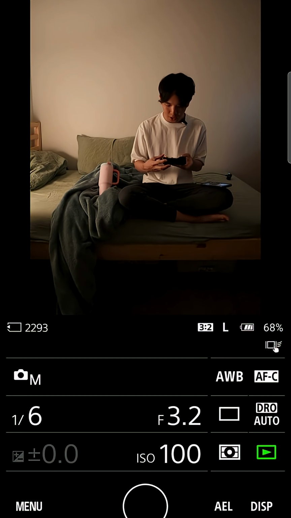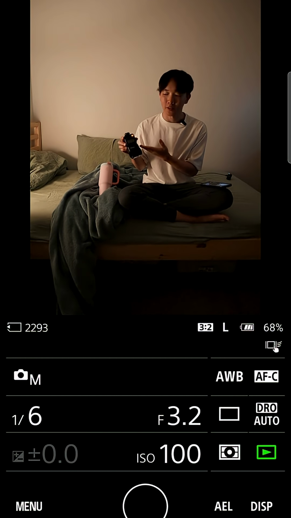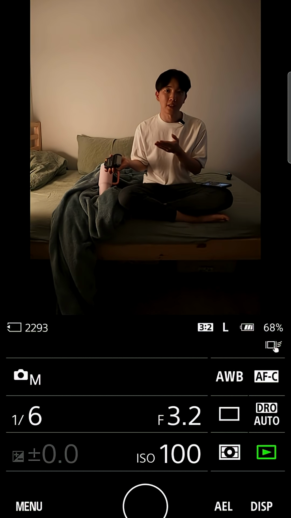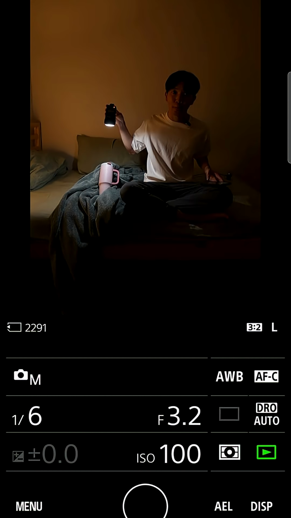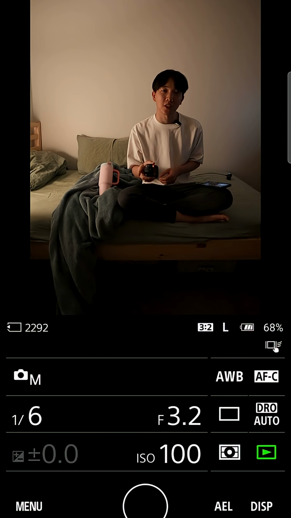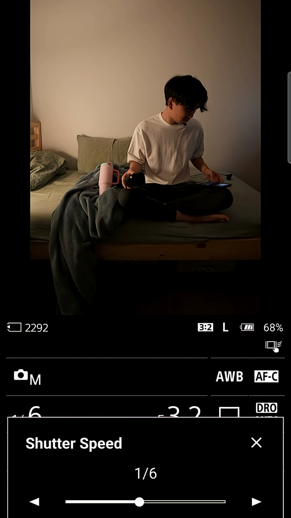So I have a flash over here, and this will represent the firefly. It's always gonna fire at the exact same brightness. Now I'll take a photo, and watch what happens when I halve the shutter speed and take the photo again.